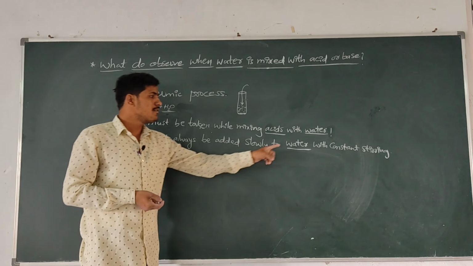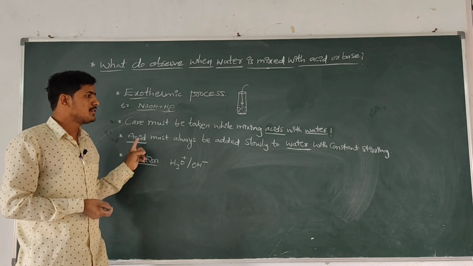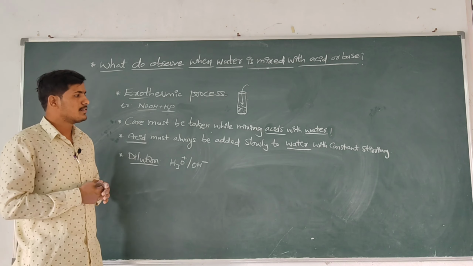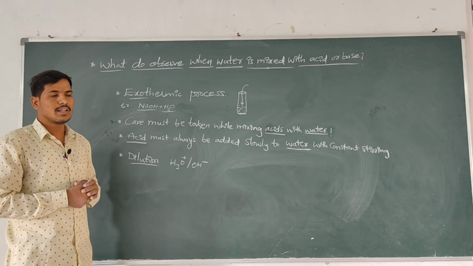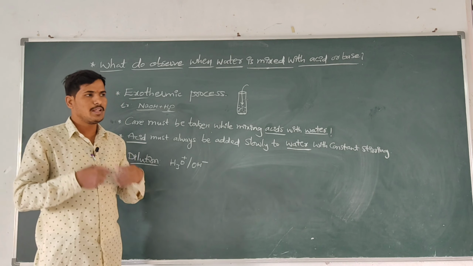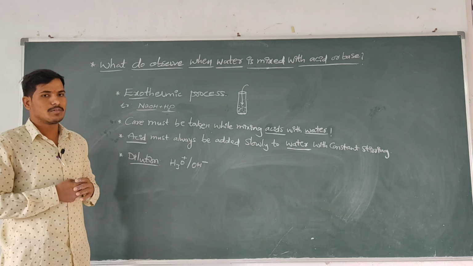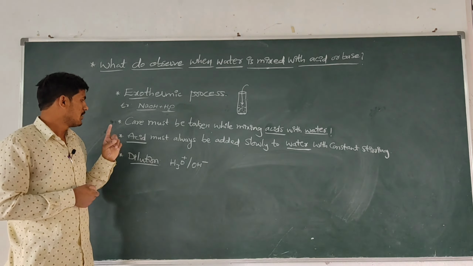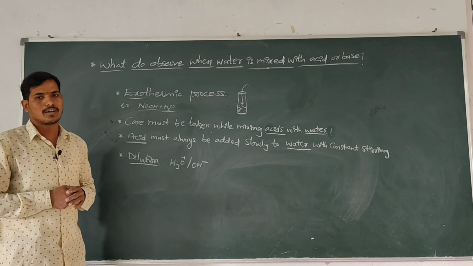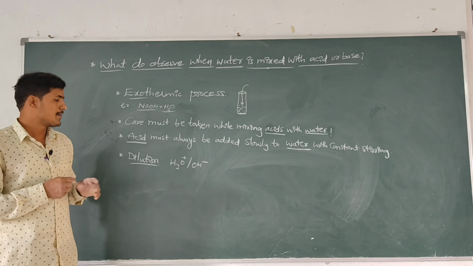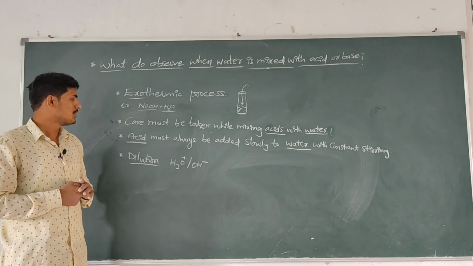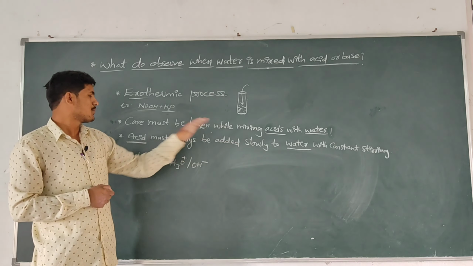But when you add water to the acid, the evolved energy is enormous and it will produce high heat energy. At that time, sometimes the test tube will break and it may burn parts of your body. So that's why we must remember this very important point: acid must always be added slowly to water with constant stirring. Don't try to add water to the acid.